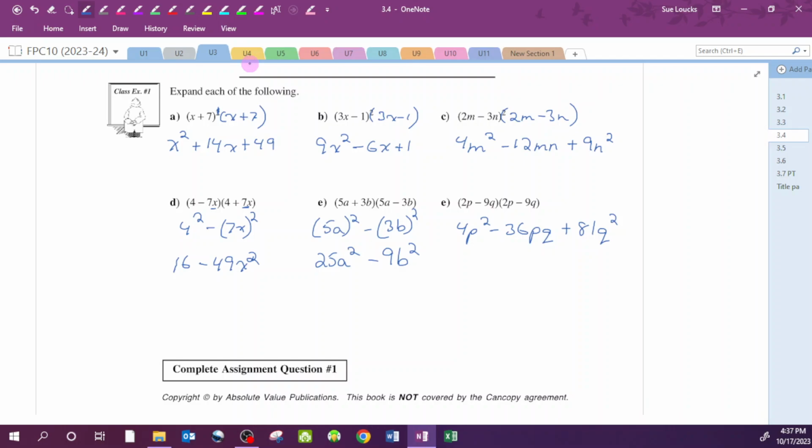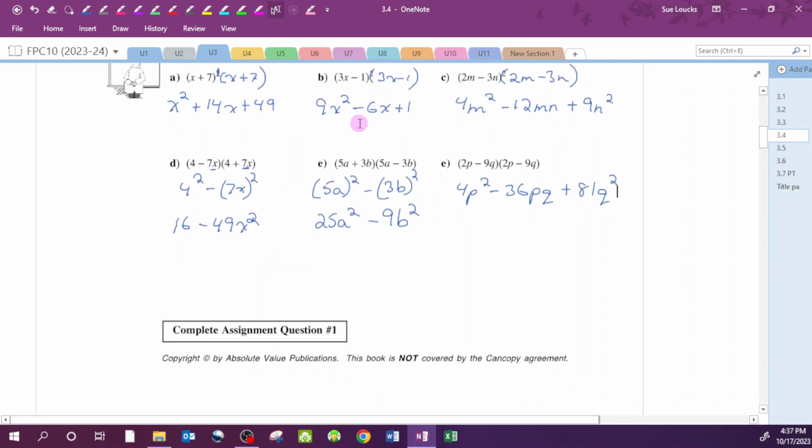Doing the difference of squares as a shortcut is really a good idea. You really want to recognize that and know immediately what that's going to go to. Anyway, there's our first part of the video.